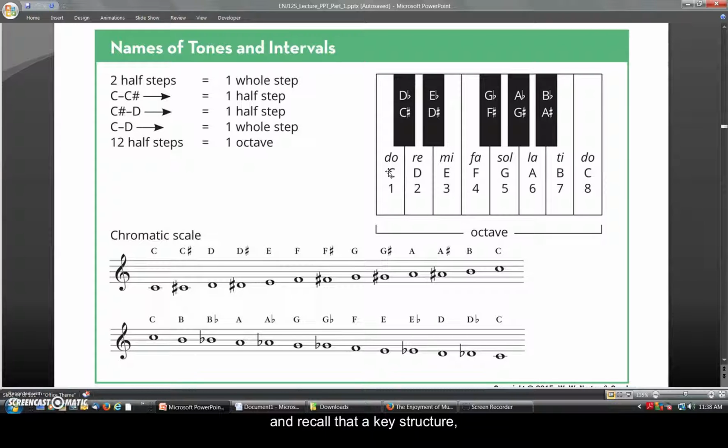And we call that a key structure. And you'll be seeing more of that element in music as we go through all these different pieces that we're going to be learning about here.